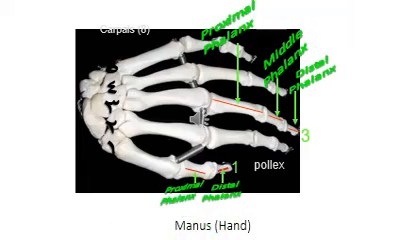This is the hand, consisting of the carpal bones, 8 bones arranged into 2 rows, and we have the metacarpal bones, the bones of the palm, and then we have the phalanges of the fingers. The thumb consists of 2 phalanges, proximal and distal, and the medial 4 fingers consist of 3 phalanges: proximal, middle, and distal phalanx.